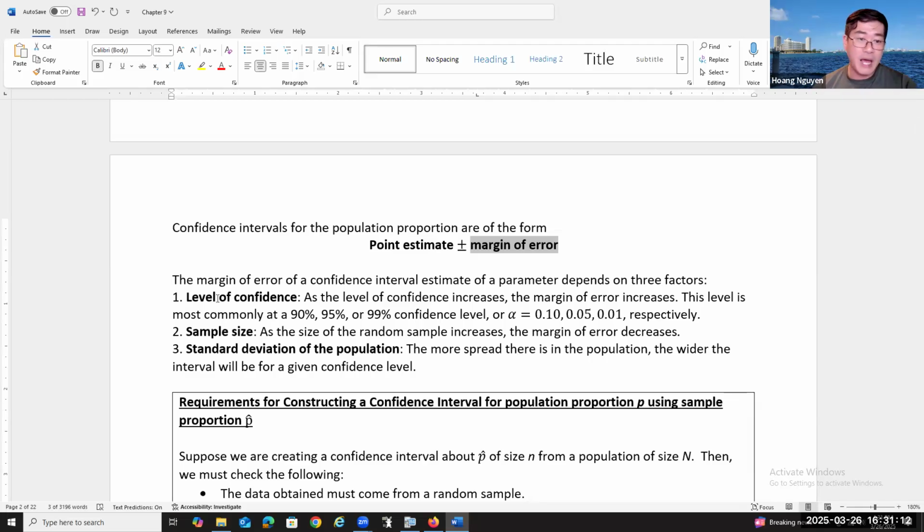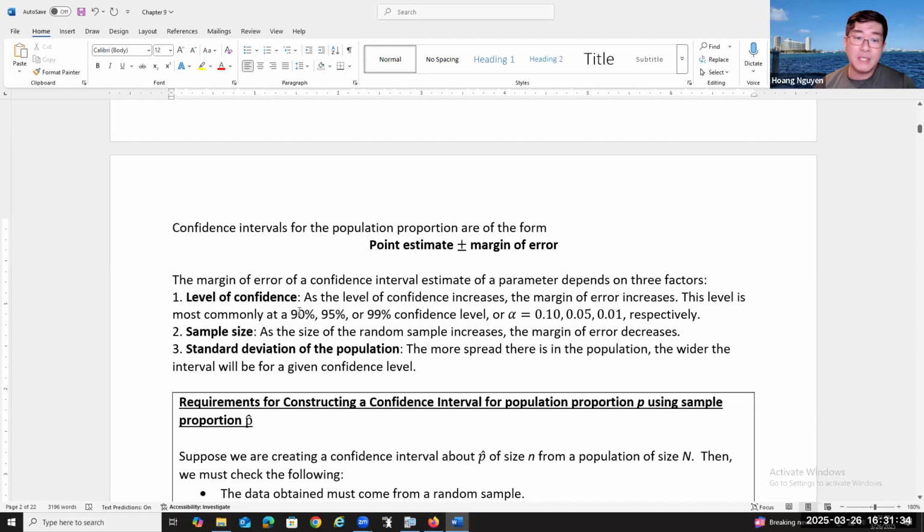So the level of confidence is the first factor that affects the calculation of the margin of error. As the level of confidence increases, the margin of error also increases. The levels of confidence most commonly used are 90%, 95%, or 99%.